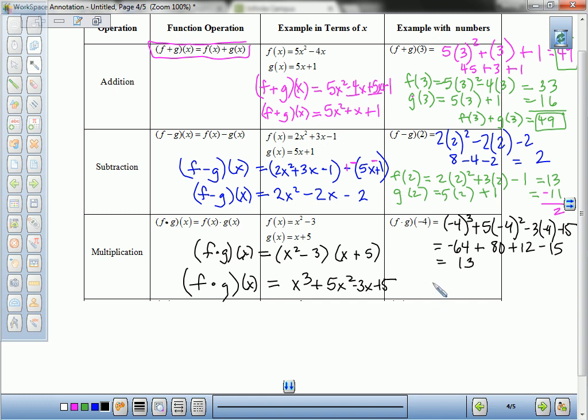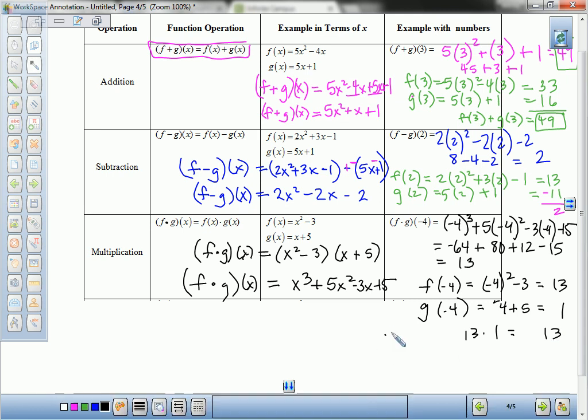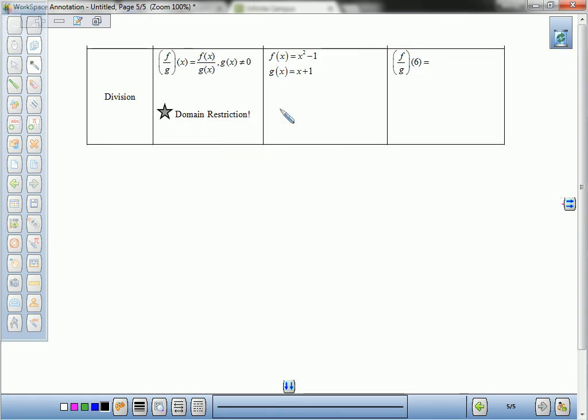All right, so let's see if it works if we do it the other way. F of negative 4 is negative 4 squared minus 3, so that is 13. And then g of negative 4 is negative 4 plus 5, which is 1. And what is 13 times 1? 13. This would be f of x times g of x. So whichever method we do, we get the same thing. All right. Any questions about that? Okay. So here comes the one sticker.